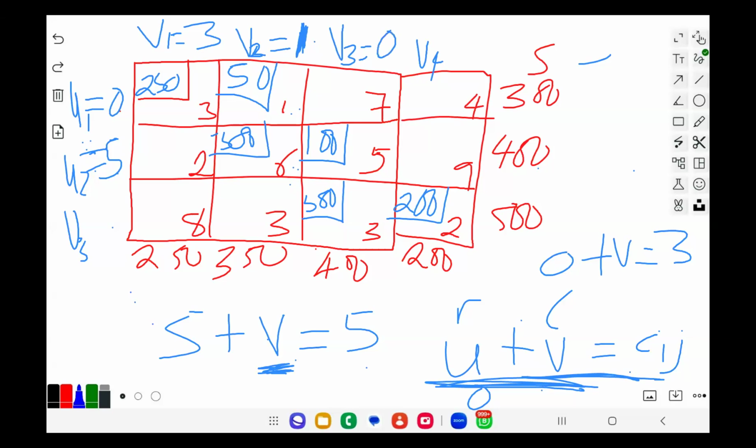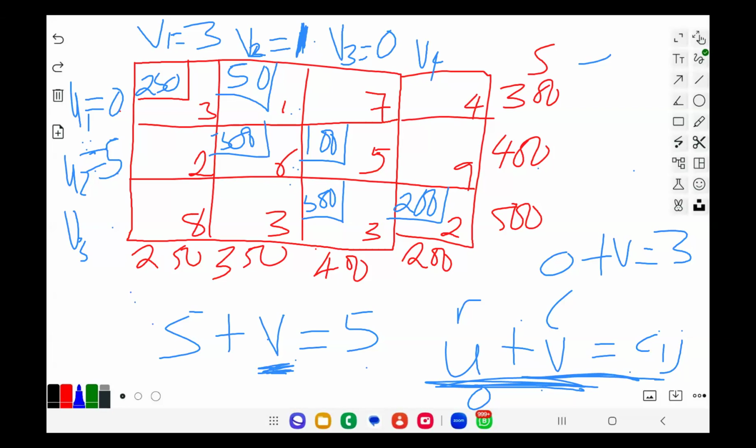Just add U plus V is equal to Cij. That's all. Because in the first row, the first term, our U is equal to 0. So you are writing the number. Yes. Oh, okay.